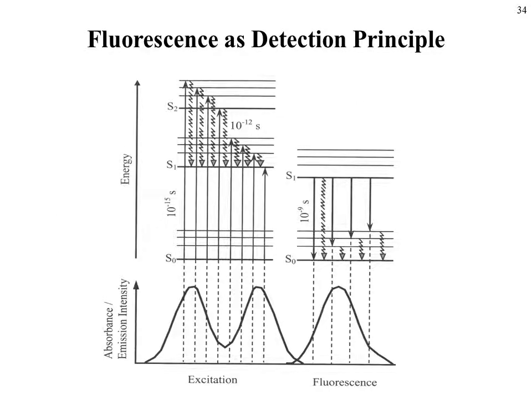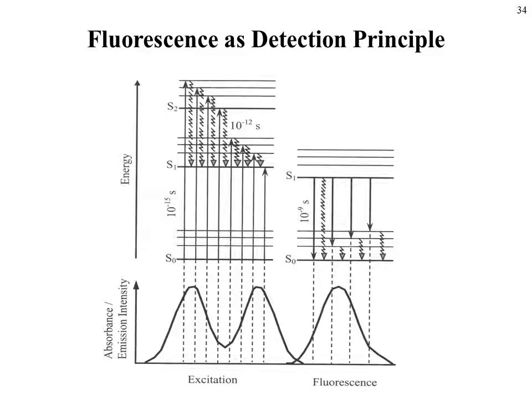Below you see a diagram showing the principle of fluorescence. As mentioned before, photons are absorbed by a molecule and electrons are excited from a ground state S0 to excited states S1 and S2. They then descend back to the first excited state S1 from various vibrational excited states and then back to the ground state S0 with emission of light, which we detect as fluorescence.